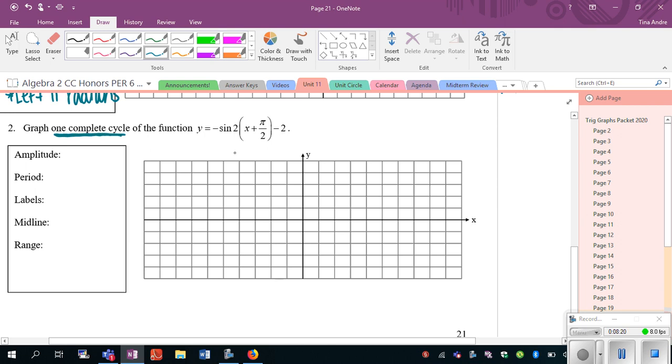So when I look at this, I want to dissect it into each of the different categories, but I also want to figure out what is my helper function without the horizontal shift. So basically my horizontal shift is this plus pi over 2. So the helper graph is going to be everything except for that plus pi over 2. And that's what you've graphed before previous to this video. So the first thing we're going to do is graph y equals negative sine of 2x minus 2. So we're going to start with that.